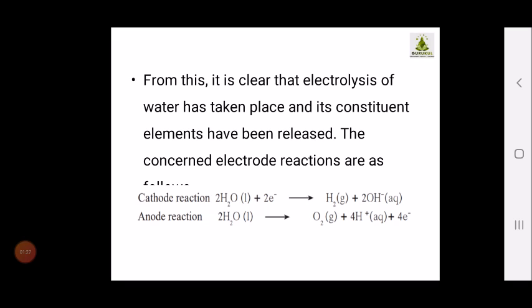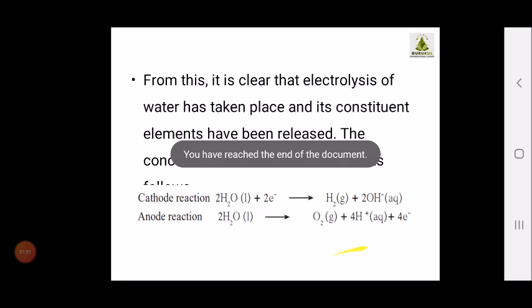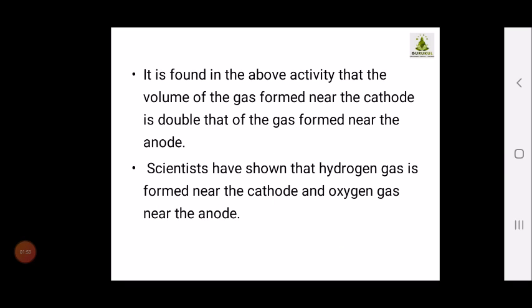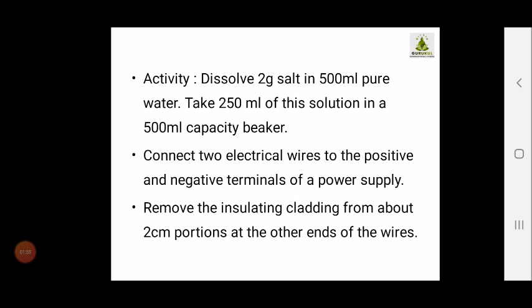The concerned electrode reactions are as follows. At the cathode we get 2H2O + 2e- gives H2 + 2OH- ions, and at the anode we get 2H2O gives O2 + 4H+ and 4 electrons are released. So these are the different reactions occurring at the anode and the cathode end. This is due to the electrolysis of water.